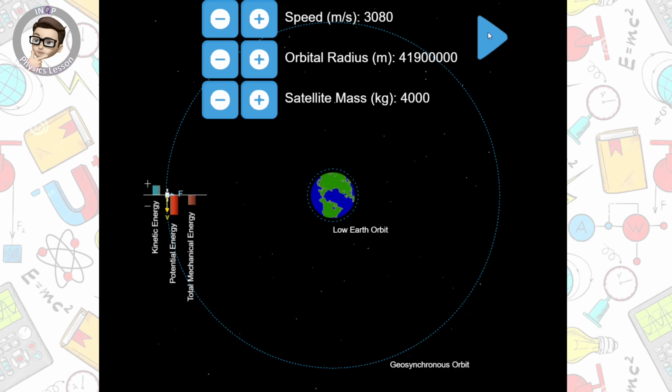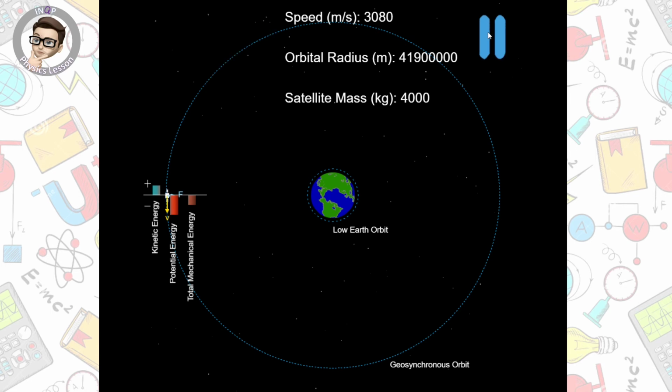So before we were about 8,000 meters per second and we were quite close to Earth, so in a low Earth orbit. Now we're about 3,080 meters per second and we are in a geostationary or geosynchronous orbit. We're going to call it geostationary. So you can see that if we reduce the velocity, we're able to have a greater orbital distance.